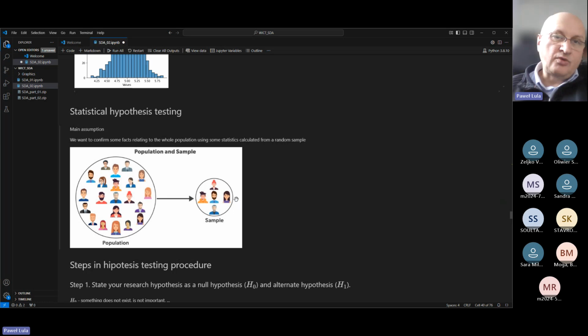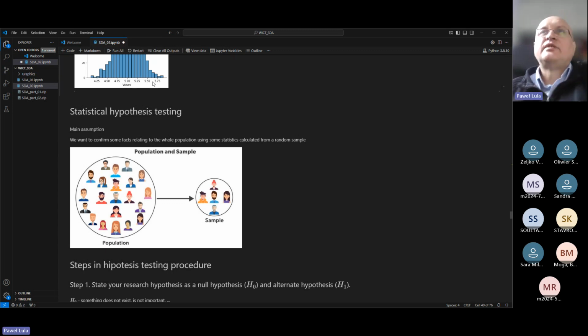And this approach is the main approach in mathematical statistics. It is very, very important. Statistical hypothesis testing. We want to confirm some assumptions concerning our reality.